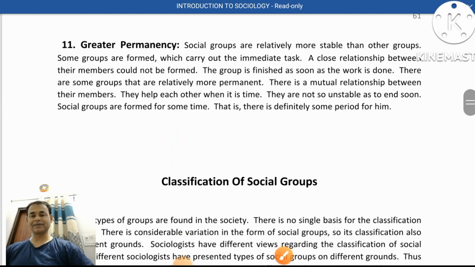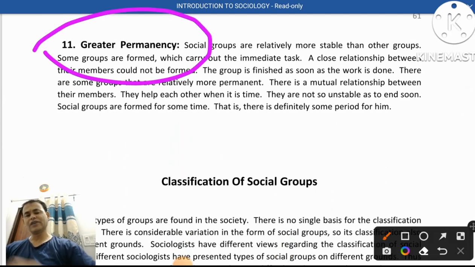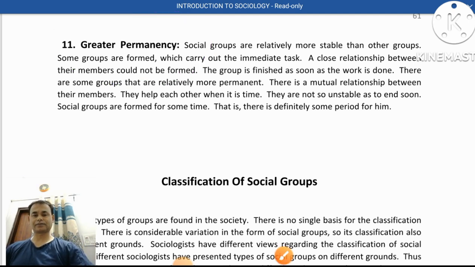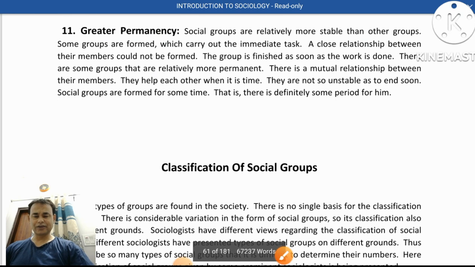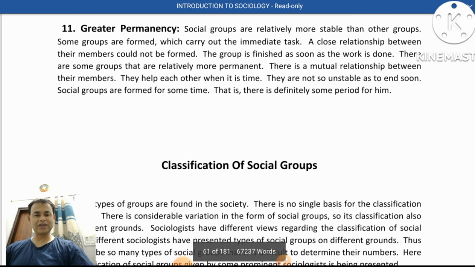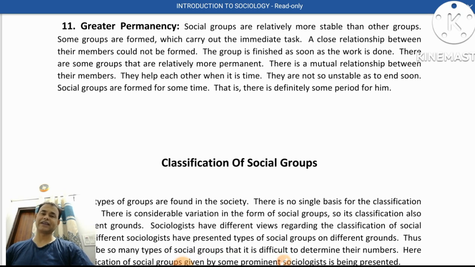Greater permanency. Social groups are relatively more stable than other groups. Some groups are formed which carry out an immediate task. A close relationship between their members could not be formed. So the group is finished as soon as the work is done.